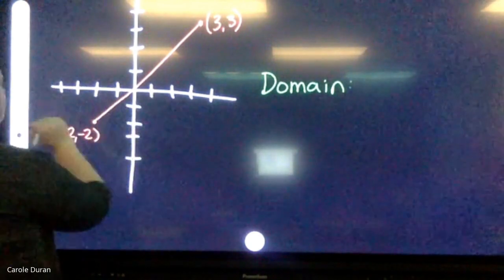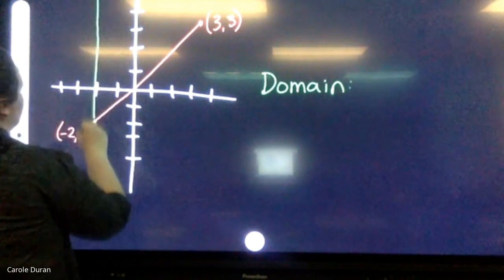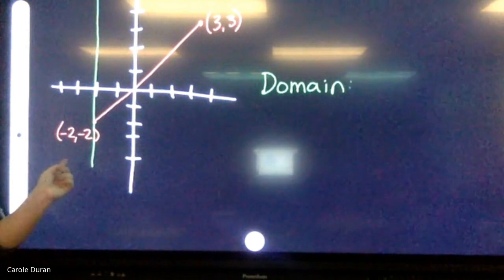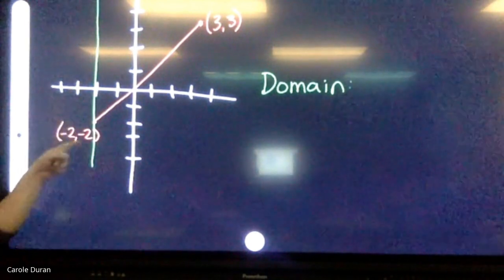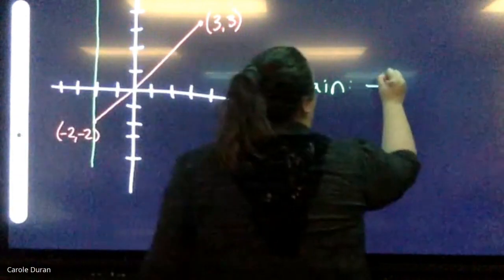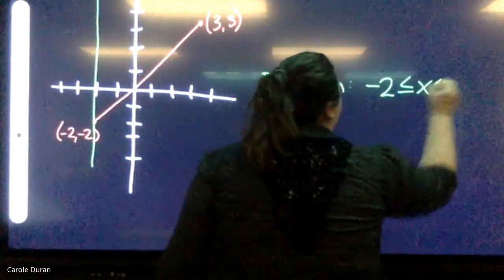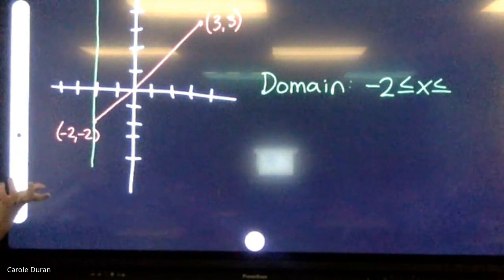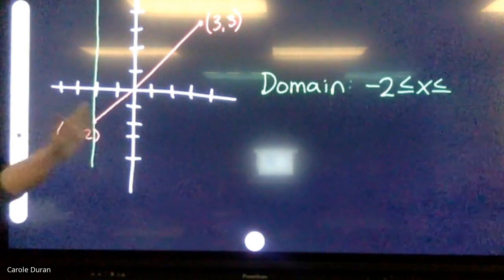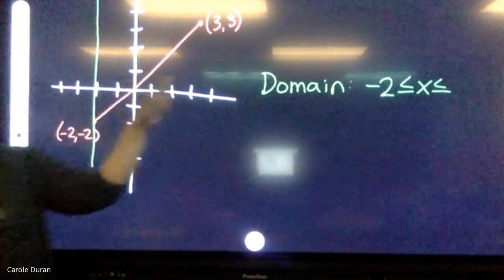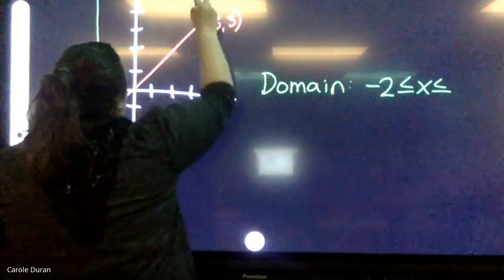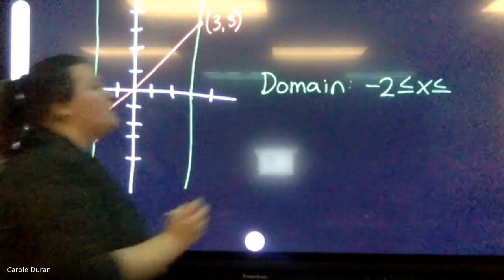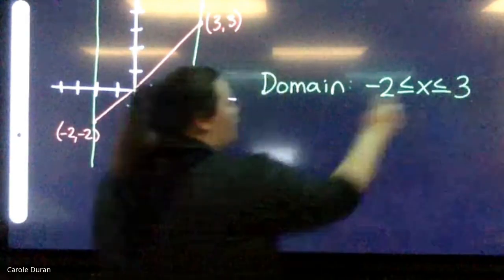So I go to the left part of the graph, and I find the leftmost x value that was plugged in. What was that here? -2. So that means my domain starts at -2 and is going to go to some larger value as well. Once I find the leftmost value, I need to find the rightmost value that was plugged into my function. So here, that was what? 3. So my domain goes from -2 to 3.